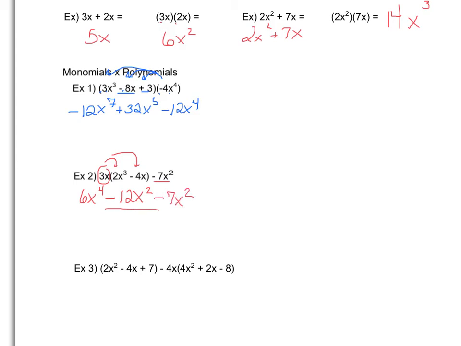Now I check. I do have some like terms, so the 6x to the fourth remains. Negative 12x squared minus 7x squared. Remember, with adding or subtracting, I add or subtract my coefficients. Keep the same variable, so negative 12 and negative 7 is negative 19. I keep the x squared. I no longer have any like terms, and I'm in standard form.